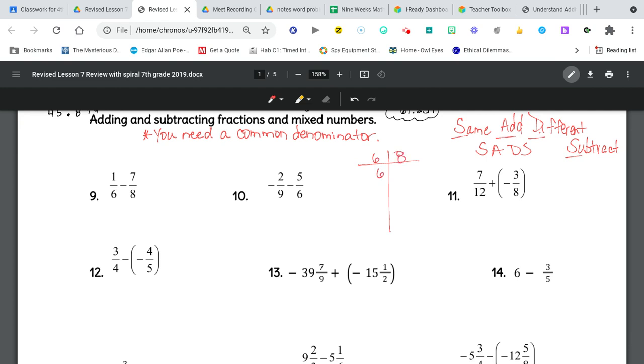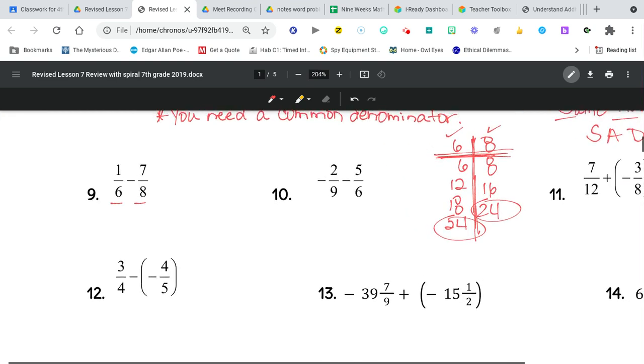But like for instance, on number 9, you would just draw the T-chart. And you should be able to see that your common denominator is going to be 24 for number 9 because your denominators are 6 and 8. So you put them at the top of the T here and here. But if you don't know how to find it, draw the T-chart and keep skip counting until you get a multiple. Okay?